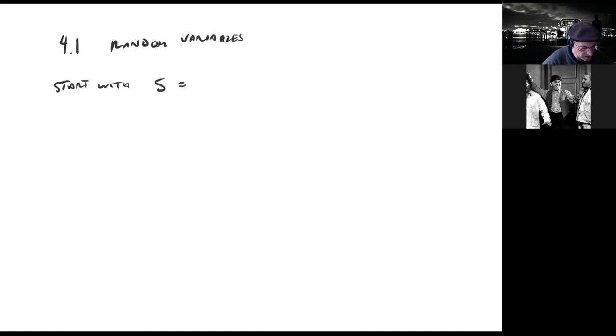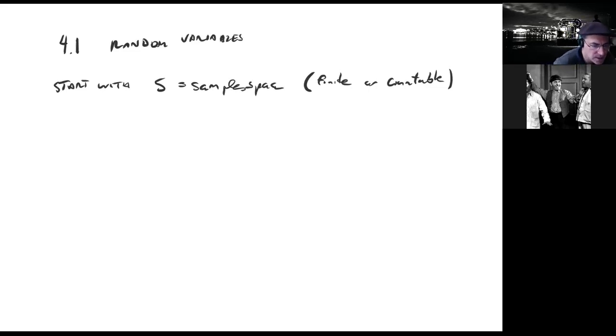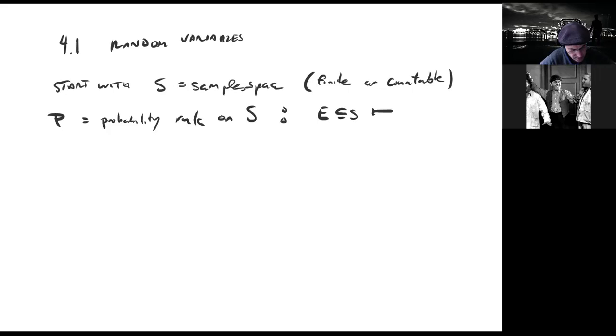So let's start with S, a sample space. That's just a set. And I want the set to be either finite or countable. Countable means that you can put the elements in one-to-one correspondence with the natural numbers, the counting numbers, okay? And so let P be a probability rule on S, meaning for every subset of S, we have a way of associating a number P of E, it's a real number, and this is just review.